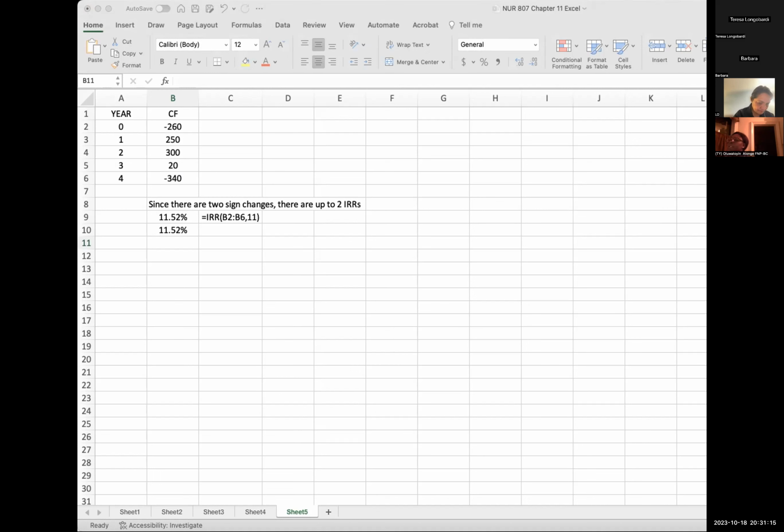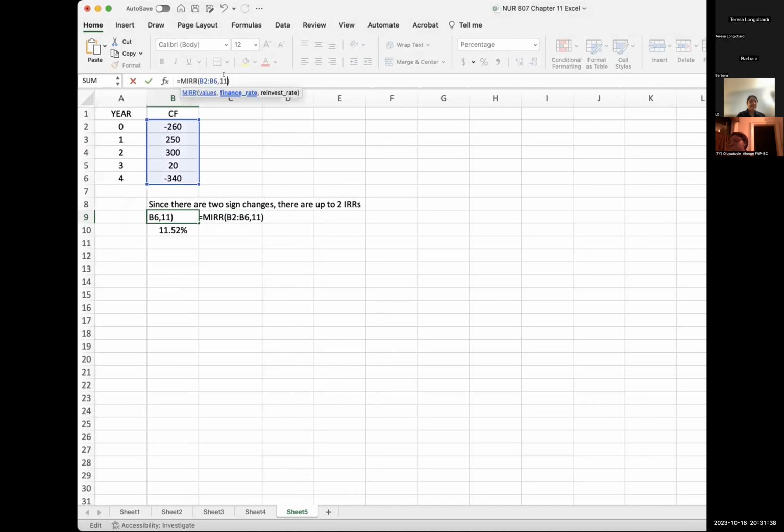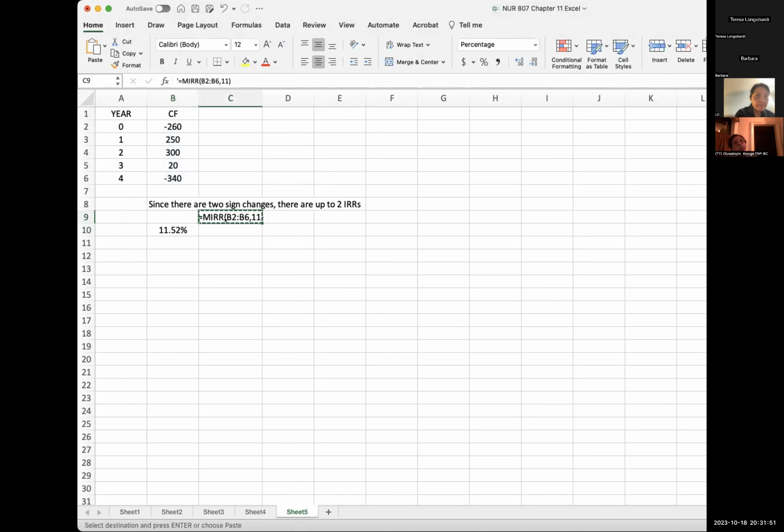What a good source. But it says to use modified internal rate of return when I Googled. Really, if I put an M? It says one way to deal with multiple IRRs is to use the modified internal rate of return. So MIRR. Oh, you've got to put other things in there. Values, finance rate, reinvest rate. Oh, I don't know. I think I have to learn how to enter that.